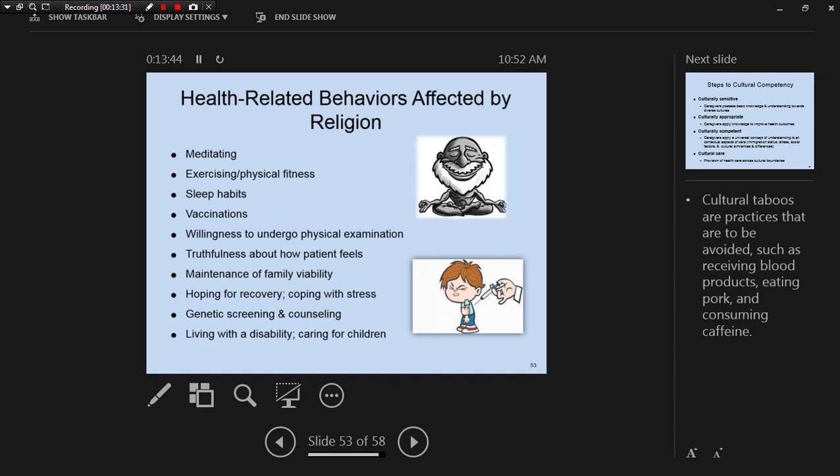Vaccinations, we said, can be affected by religions. Willingness to undergo physical exams, especially by people of different genders, could definitely be affected by religion. Their feelings about privacy and modesty. And then truthfulness about how a patient feels.